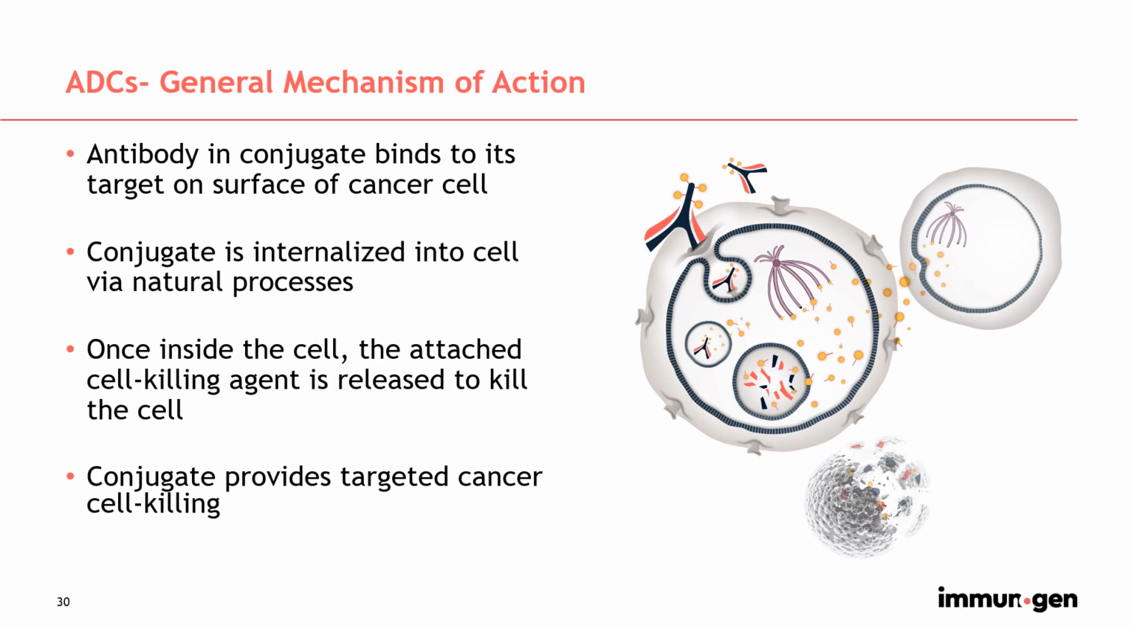This slide shows the basic mechanism of action of an ADC. Once inside the bloodstream, the antibody in the ADC binds to its target antigen on the surface of a cancer cell, resulting in the internalization of the ADC via natural processes. Once inside the cell, the attached cell-killing agent or the payload is released into the cell and ends up killing the cancer cell, thus providing targeted cell-killing activity. On the figure on your right, you can see the ADC binding onto the cell, getting internalized, and then releasing the payload, which ends up, in this case, acting against the microtubules and killing the cell.